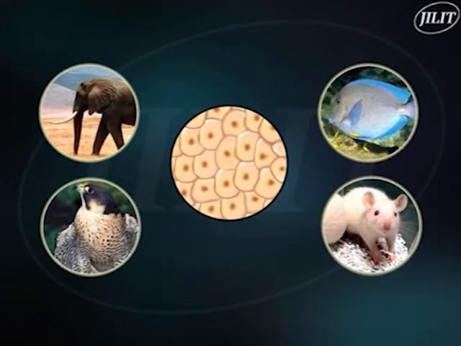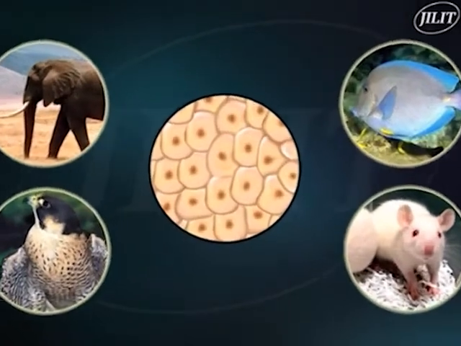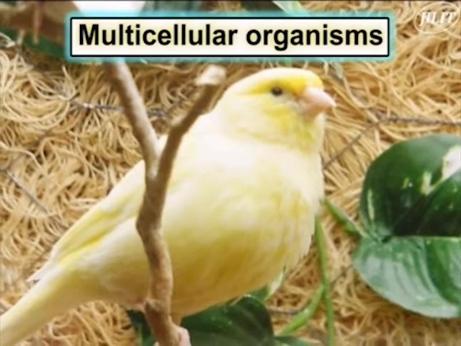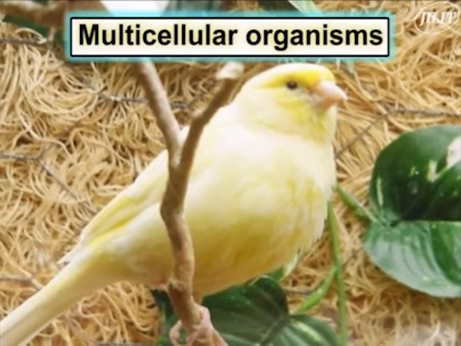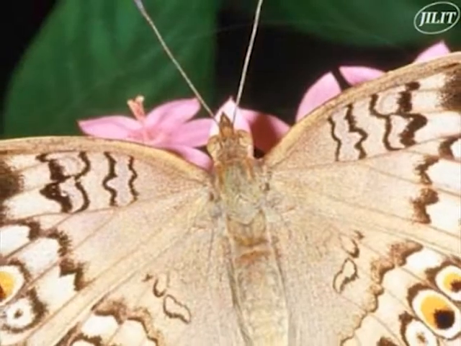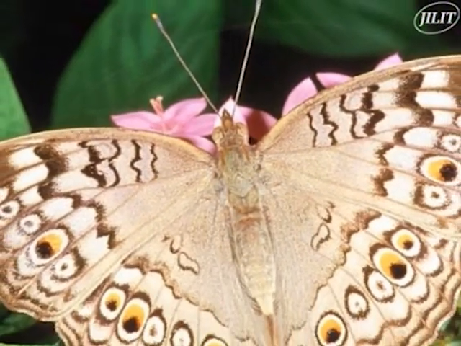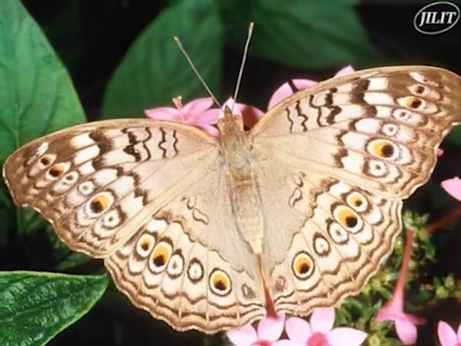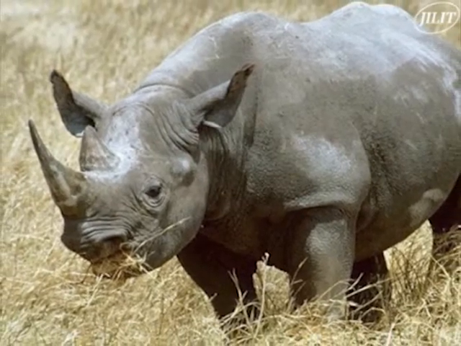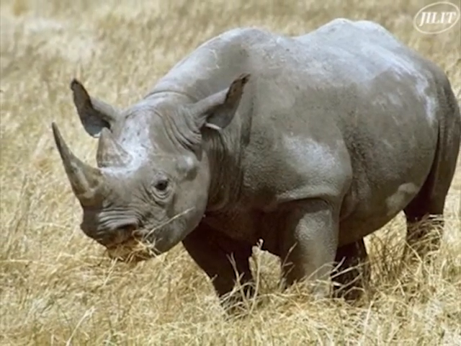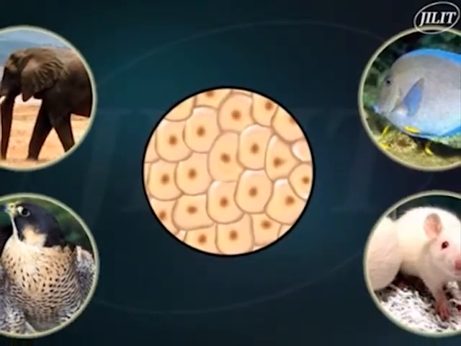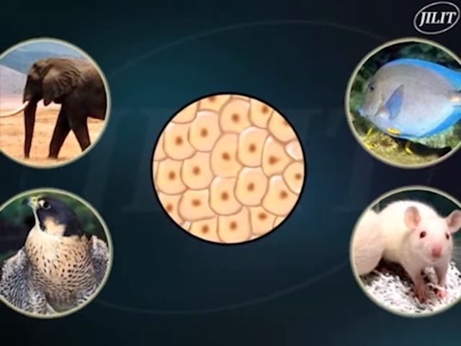All organisms are composed of cells, the fundamental unit of life. Multicellular organisms are those organisms which are made up of more than one cell. Most of the life that can be seen with the naked eye is multicellular. Whether it is a fern or a rhinoceros, whatever is visible to our naked eye is made up of many cells. In fact, they have millions of cells present in them.